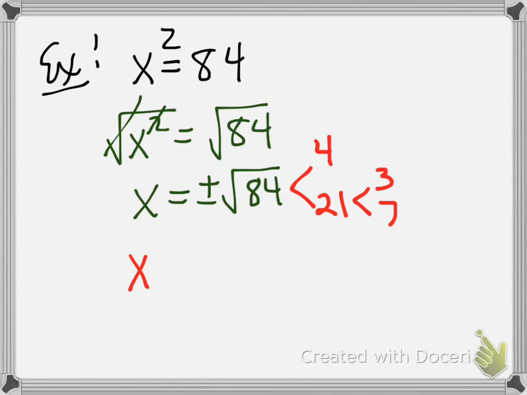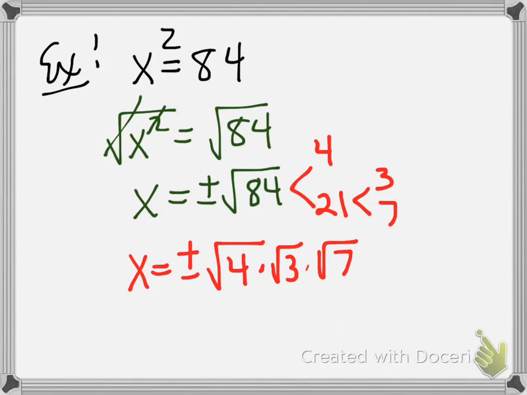So x equals plus or minus the square root of 4 times the square root of 3 times the square root of 7. Notice that once we've used 21 to find its factors, it's not one of our factors anymore because it's been broken down. So that's why we just have 4 and 3 and 7.